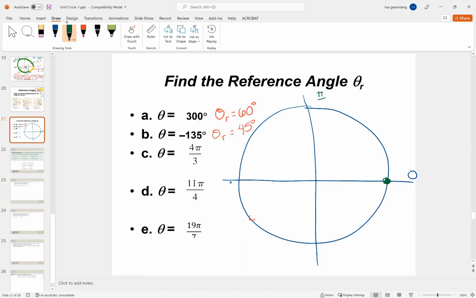Up at the top, I have pi over 2. On the left here, I have pi. At the bottom, I have 3 pi over 2. So sometimes it might be easier at times to think about this as 1.5 pi. So this is 0. This is 1 pi over 2. This is really 2 pi over 2. And this is really 3 pi over 2, right?